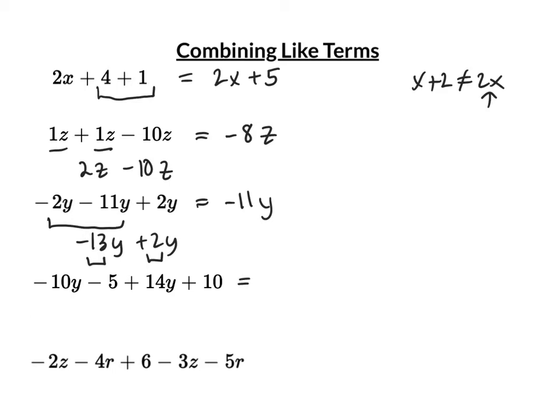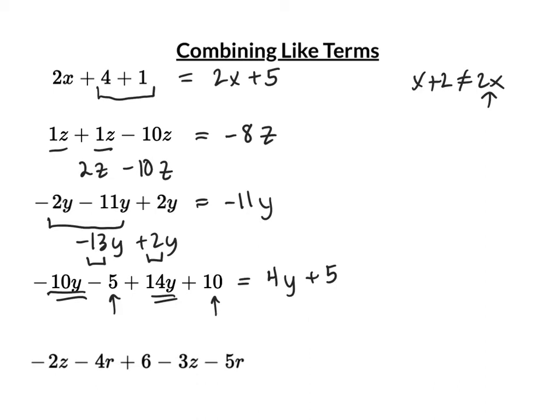Add like terms. So this one and this one, the negative 10y and the 14y are like terms. Negative 10 plus 14 is 4y. And the 5, the minus 5, treat that as a negative 5. Negative 5 plus 10, that is 5.